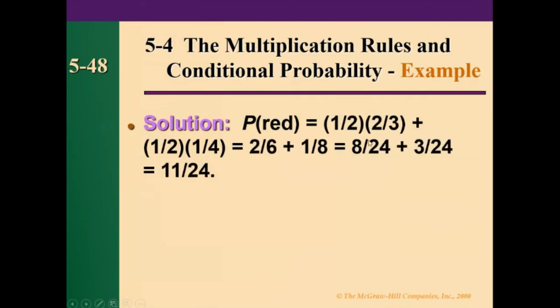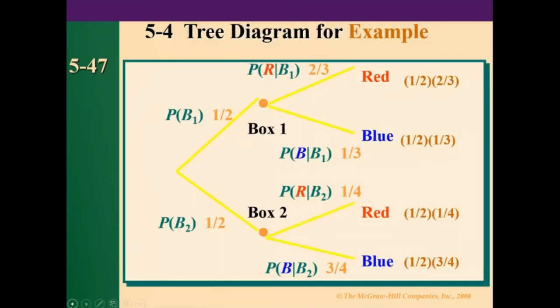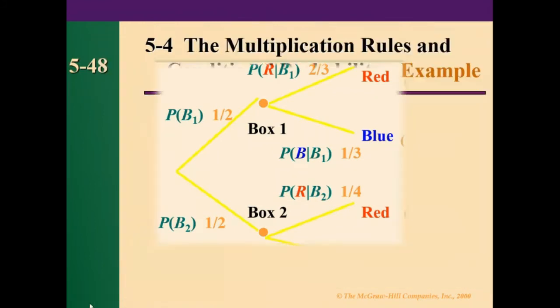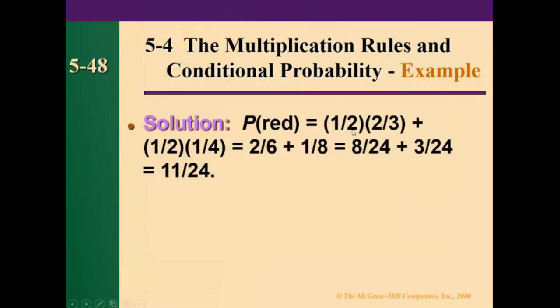Since we are getting red, look. Getting red is 1/2 times 2/3, and 1/2 times 1/4. So what we're going to do is 1/2 times 2/3 plus 1/2 times 1/4. We combine the two, because these are just the products. Since both are red, we add them. So, 2/6 plus 1/8... no, let's add first. One is 8/24, the other 3/24. Adding them together, that's 11/24.